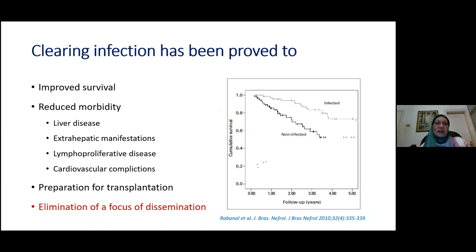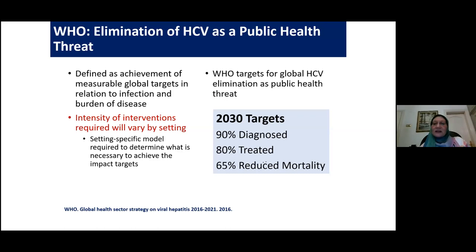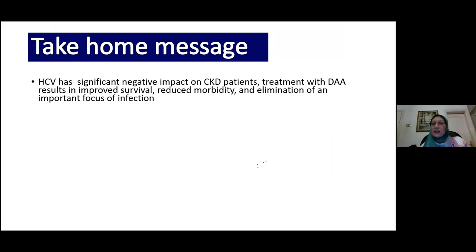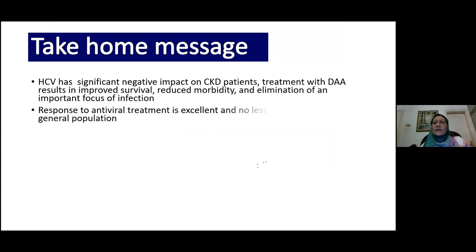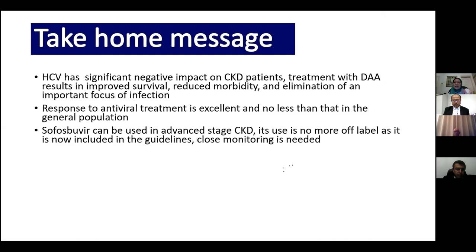According to the WHO, elimination of HCV as a public health threat is targeting 2030: 90% diagnosed, 80% treated, and 65% reduced mortality. So the take-home message is that HCV has a significant negative impact on CKD patients. Treatment with direct-acting antivirals results in improved survival, reduced morbidity, and elimination of an important focus of infection. Response to antiviral treatment is excellent and no less than in the general population. Sofosbuvir can be used in advanced stage CKD, and its use is no longer off-label. It is now included in the guidelines, but close monitoring is needed in this particular group of patients.